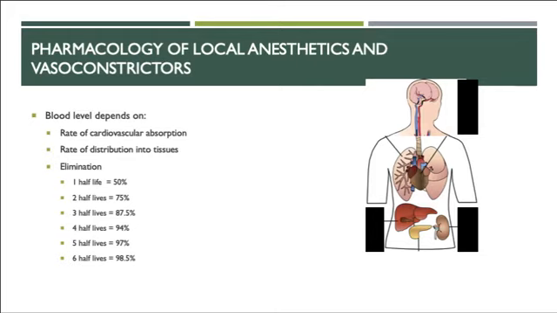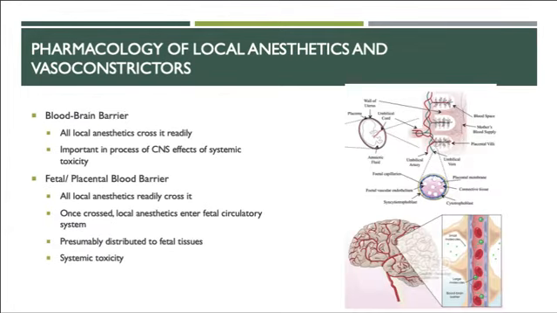One last note: all local anesthetics readily cross the blood-brain barrier and the placenta, which means that they cross into and enter the circulatory system of the brain and also of the fetus. This becomes important because we start to see some of the same negative side effects of local anesthetic systemic toxicity, in both highly perfused organs like the brain and also in developing fetuses.